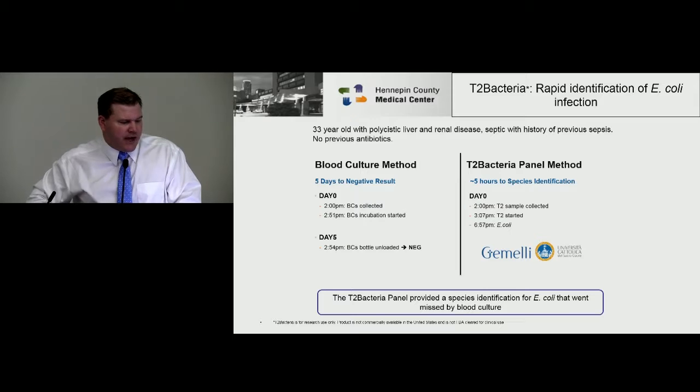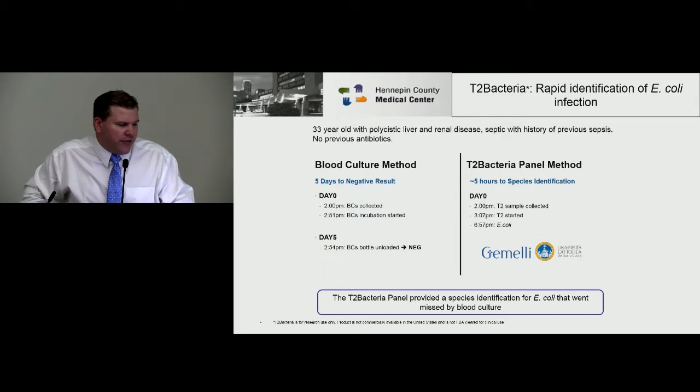Here's a third case, again from the same hospital in Rome, a 33-year-old with polycystic liver disease, renal disease, sepsis, and a previous history of sepsis. These patients are particularly difficult when we get into the renal impairment of these patients, as everyone is aware. It took 5 days to result in a negative blood culture result. But the T2 was able to identify E. coli signals present in this patient within 5 hours of identification.